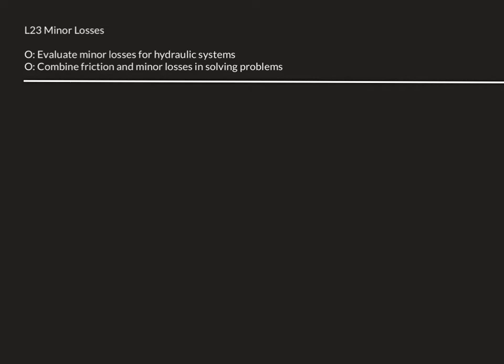Okay, here we are, lecture 23. We're talking about minor losses, and the objectives of this lesson are to evaluate minor losses for hydraulic systems, which basically means can we solve for them, and then we're going to combine the friction losses, which is what we were working on last week, with the minor losses to solve problems. So basically, this is the apex of the course. So you can do the problems here. You've pretty much gotten out of this class what you're supposed to get out of it.